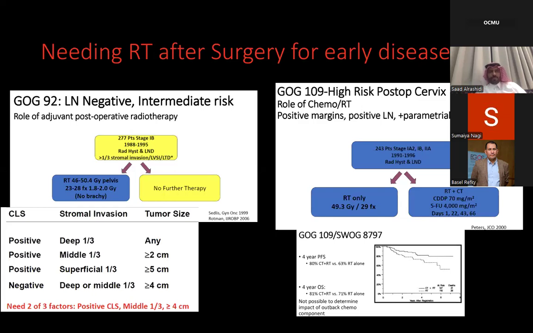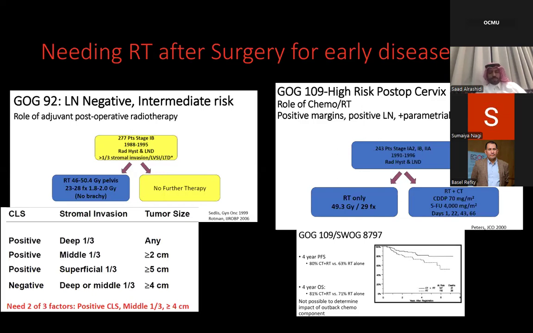The parametrium was free, the vaginal margin was free, but there was lymphovascular space invasion, there was deep stromal invasion, and there were 2 positive lymph nodes out of 60 removed lymph nodes. So 1 lymph node in 20 right pelvic lymph nodes, and 1 in 20 left pelvic nodes, and the 20 para-aortic lymph nodes were free. So we have 2 out of 60 removed lymph nodes positive. So she was upstaged from 1B2 to 3C now, okay?